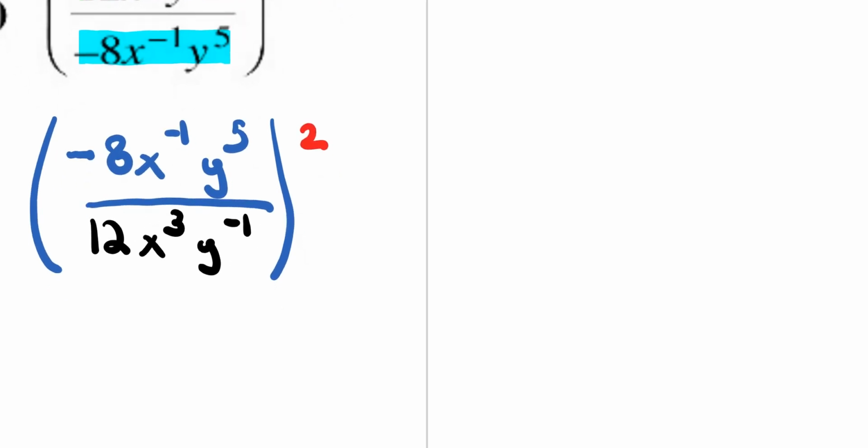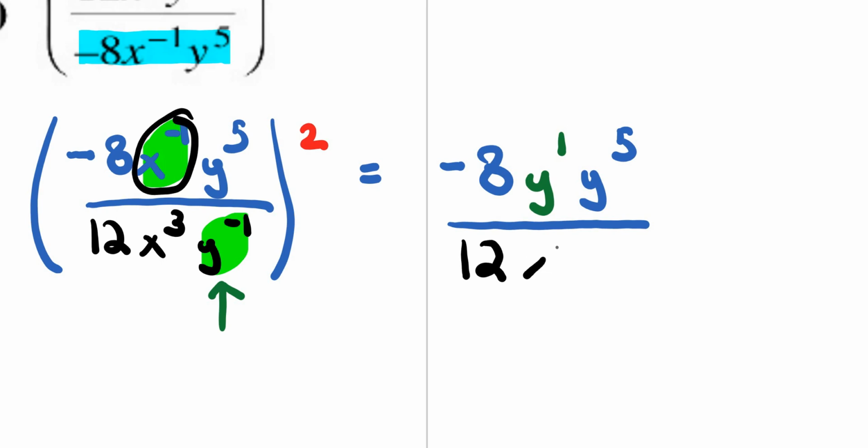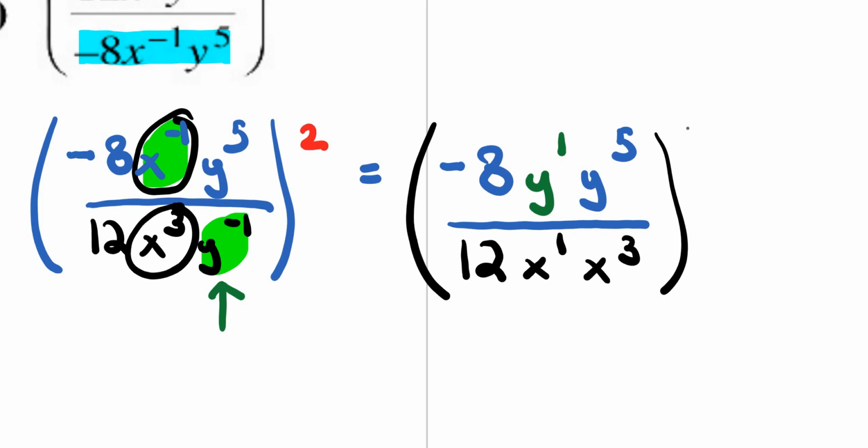Okay, what I see next is that there's a negative power here and a negative power there, so we can also flip those variables. So I have my negative 8. Okay, let me start out with this y to the power of negative 1. So if that gets flipped to the top, we have y to the power of positive 1, and then I have y to the 5, all divided by 12, and then this x to the power negative 1 goes on the bottom as x to the power positive 1, and then I have my x to the power of 3, and this is all being raised to the power of 2.